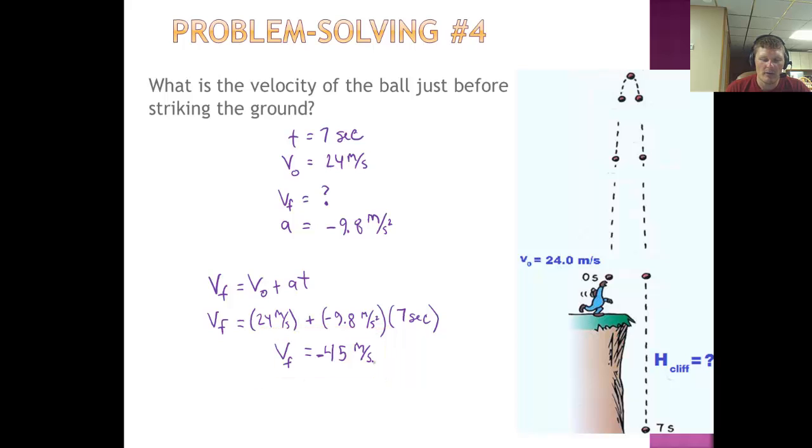Don't lose that number, because for question 5, we can actually use that in creating our velocity versus time graph. We now know that the velocity at time 7 seconds is equal to negative 45 meters per second, and that will be an ordered pair on your velocity versus time graph.